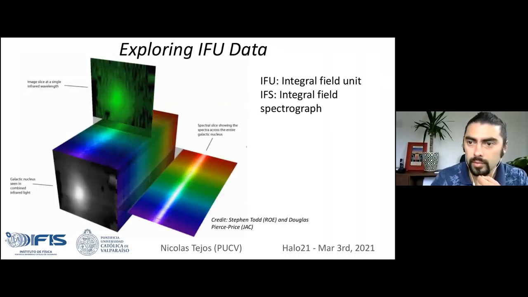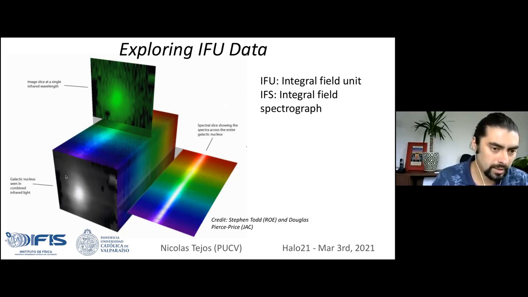So, what is IFU data? Well, IFU stands for Integral Field Unit, and sometimes you can also find references to IFS, which stands for Integral Field Spectrograph or Integral Field Spectroscopy. The idea here is that with this instrumentation, it's a combination of imaging and spectroscopy. Here is an illustration of an IFU data cube in which you have a galaxy in the field of view, and the data cube is composed of three dimensions, three axes: two spatial axes, and one spectral axis.